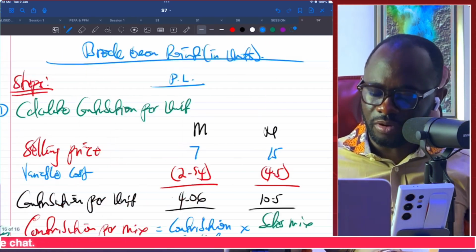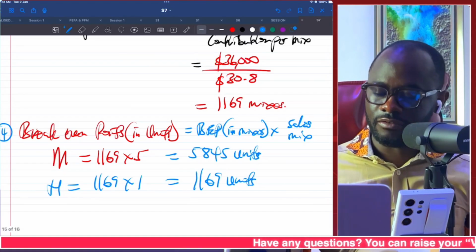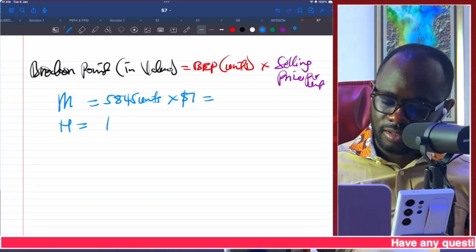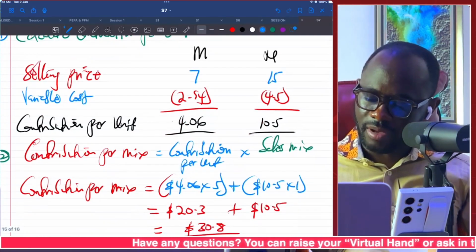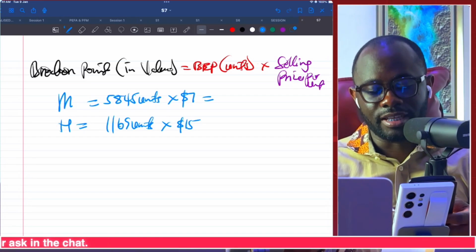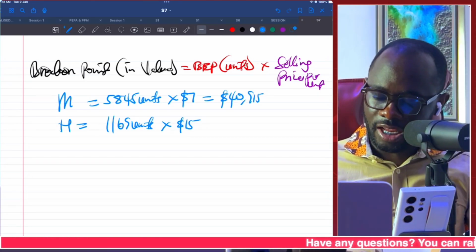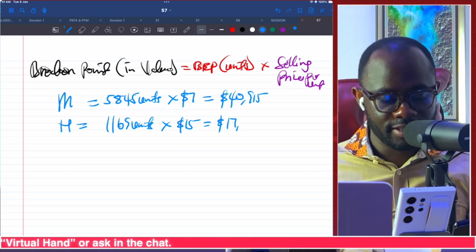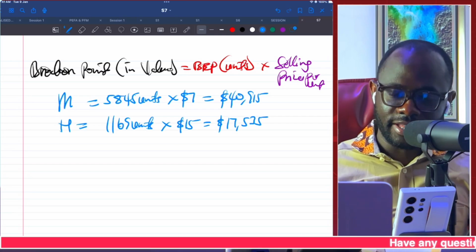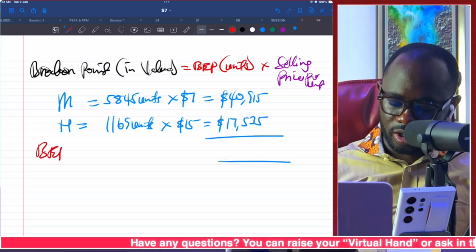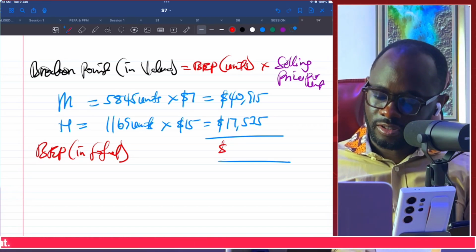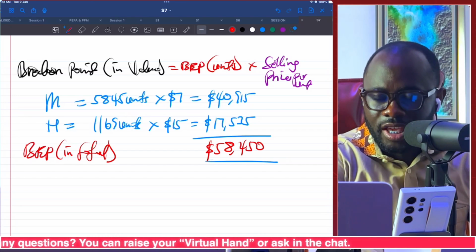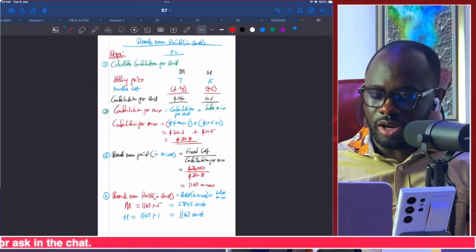So for M, our break-even point in units is 5845 units. We multiply that by the selling price of M, which is $7. For N, it is 1169 units. We multiply it by $15. So 5845 by 7, that is 40,915. 1169 by 15, that is 17,535. And we could add that to give us the break-even point in total to be 58,450. So this is how we calculate the break-even point for multiple product environment.